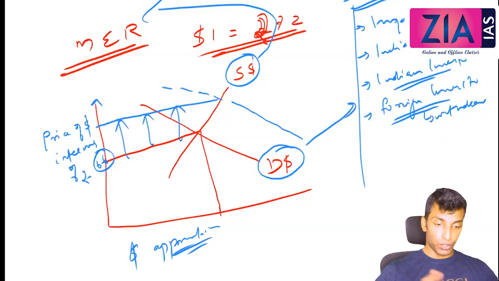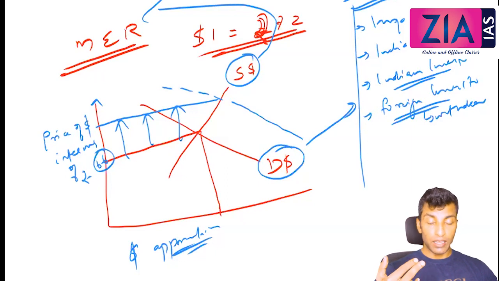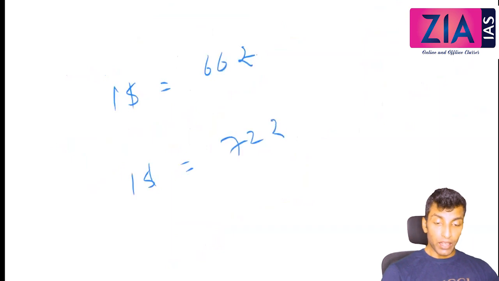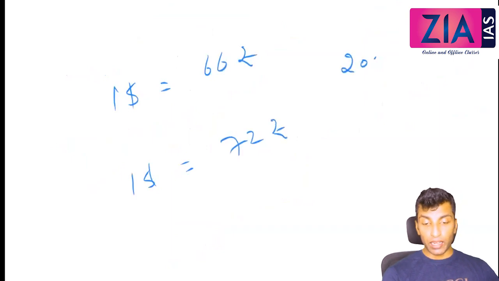Now there are two levels of understanding: GDP at the market exchange rate and GDP at purchasing power. For example, when we calculate GDP, let's talk about last month. Let's say last month $1 was 66 rupees. Now $1 is 72 rupees. Now if you calculate, let's say 200 lakh crore is our GDP in rupees.